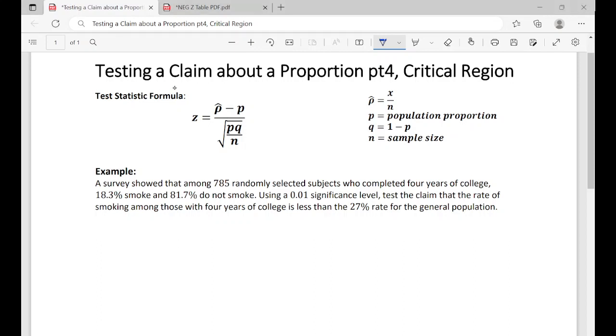In this video, we're going to be testing the claim about a proportion, and we're going to be using the critical regions method to do it. This here is the formula for the test statistic, but we're going to be using a calculator, so we don't really need it. But if you want to do it by hand, this is what you would use, and that's what each part of the formula means off here on the right. So let's look at an example.